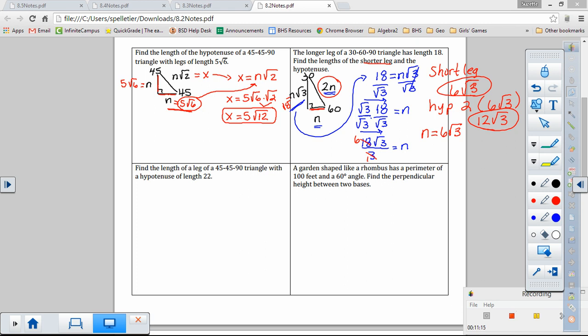Okay? So these are going to be a little bit challenging, and it's okay. You just have to sort of take your time and think about what's happening. Okay? So let's look at the third one. Find the length of a leg of a 45, 45, 90 triangle with a hypotenuse of 22. So let's go ahead and draw our triangle. We have a 45, 45, 90.